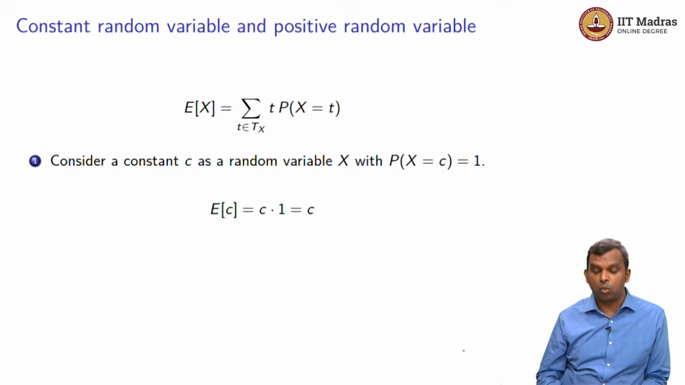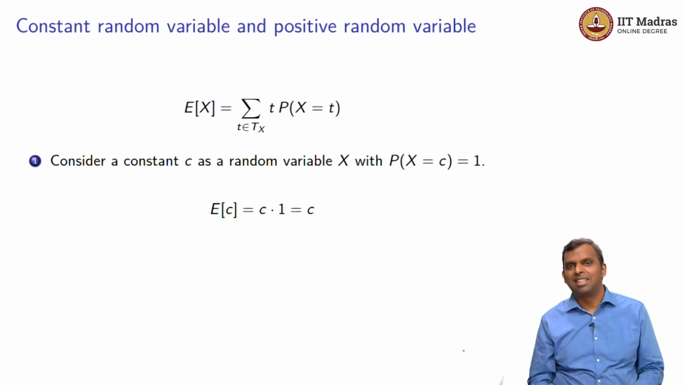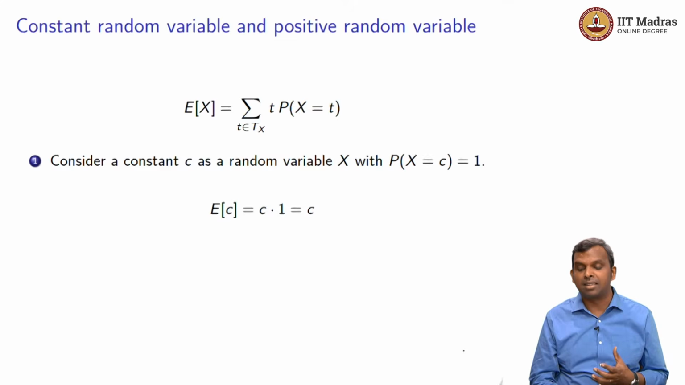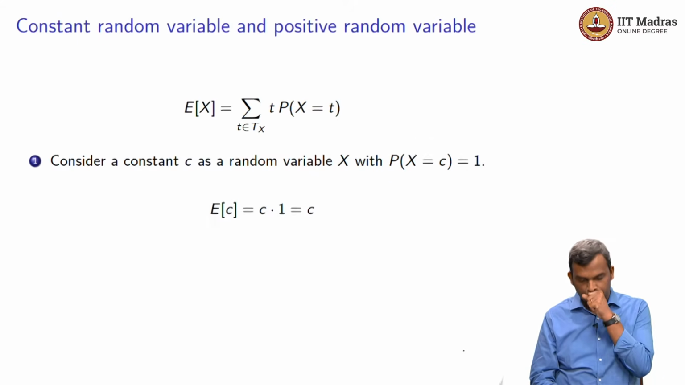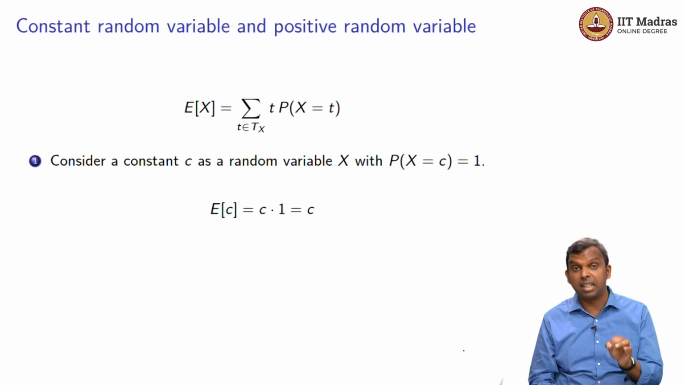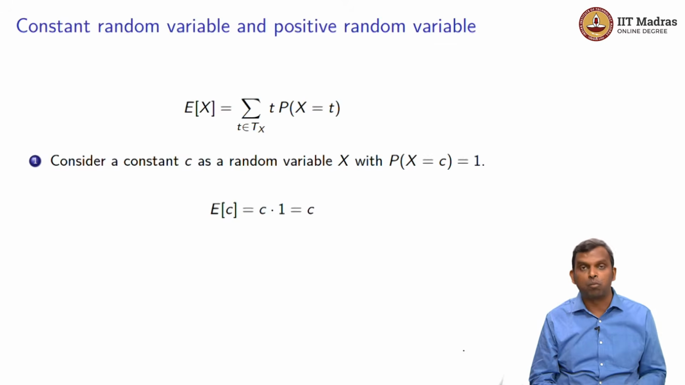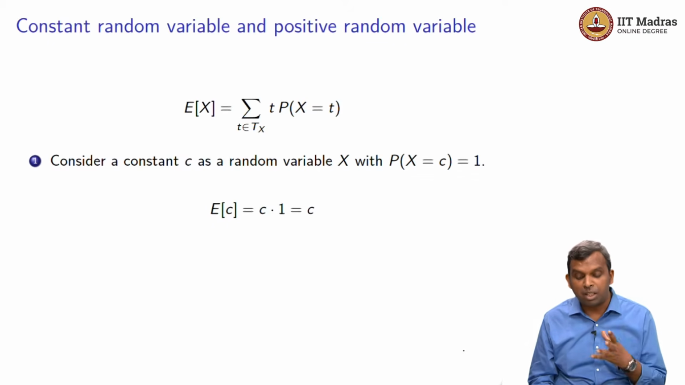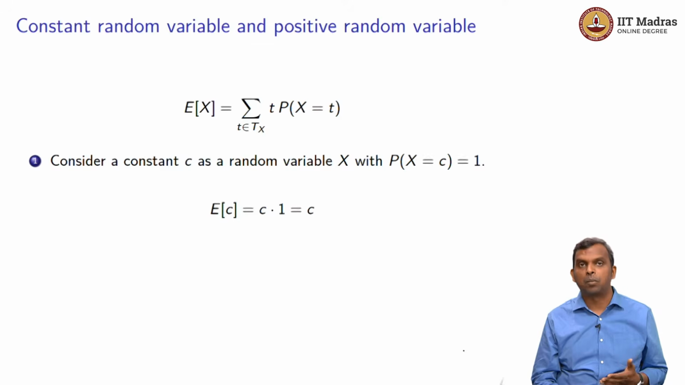Constant random variable. What is a constant random variable? Seems like a bizarre thing, but if you have a random variable x which has this probability property, the distribution is probability that x equals c equals 1. That's it. It takes value c with probability 1. Okay. So if that is the case, then the expected value of c is simply c. So this is a useful identity to remember.